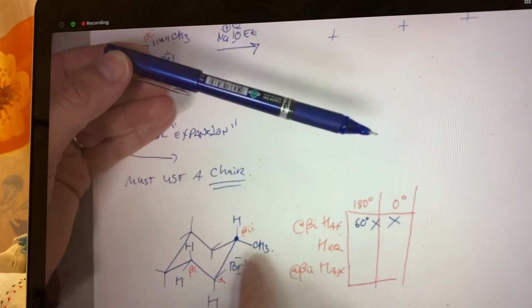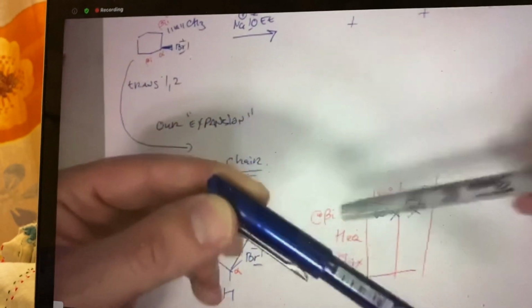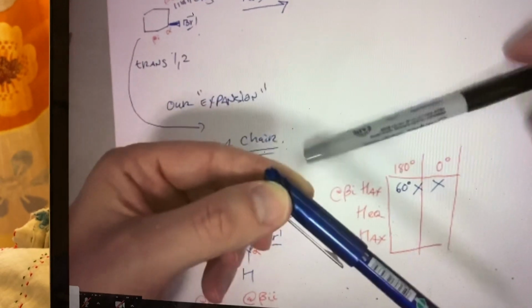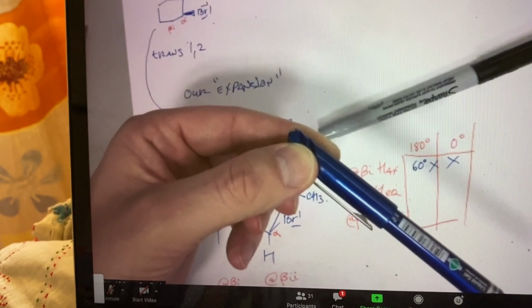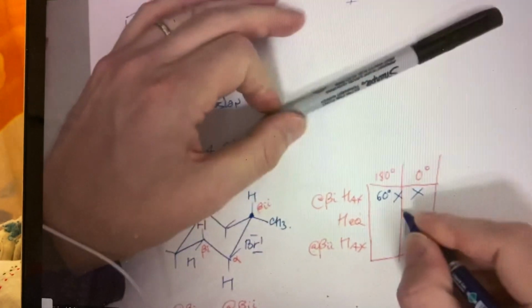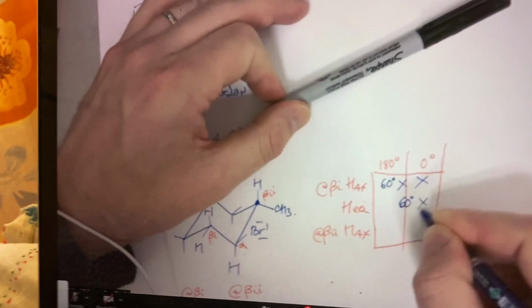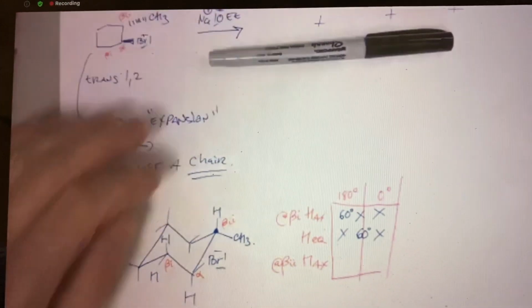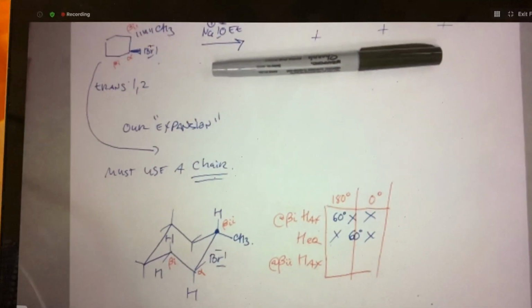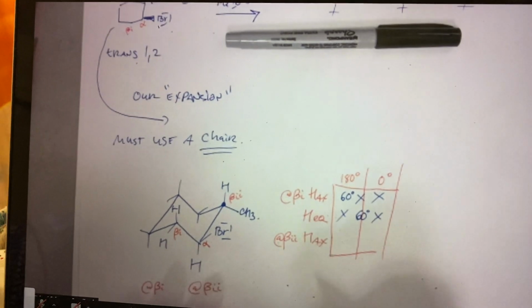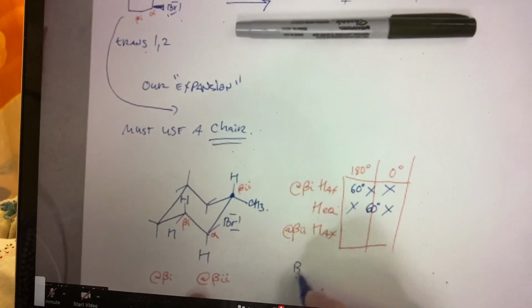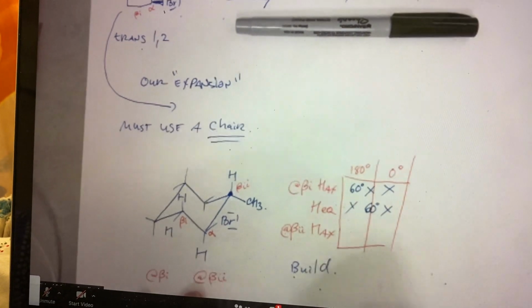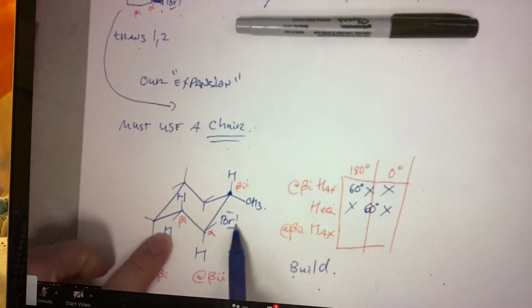This bromine here is equatorial and going up. It would look something like this in the back. Like that. It would also be 60 degrees. Not 0, not 180. You'll have to build this for yourself if you're having trouble with it. And it's okay, you guys are guessing, you guys are thinking. I know in your minds you think these are 180 degrees apart. They're not.